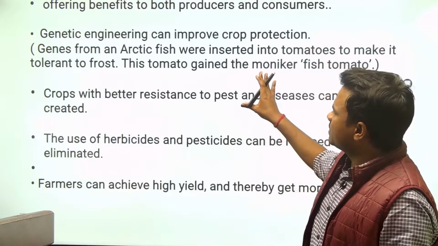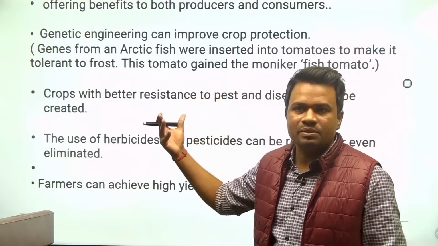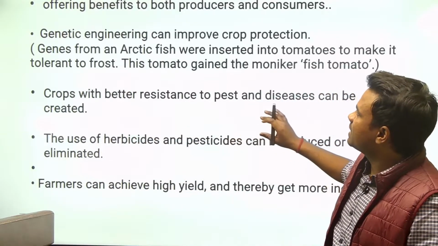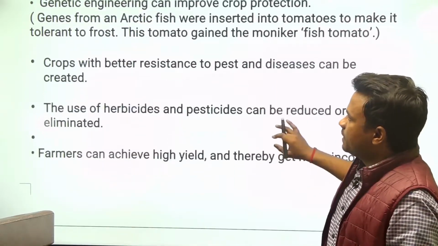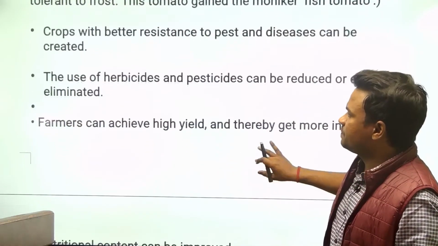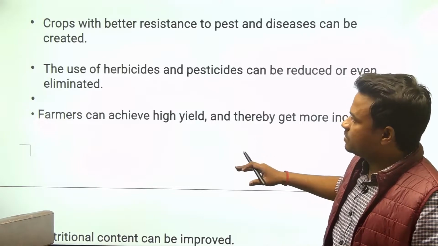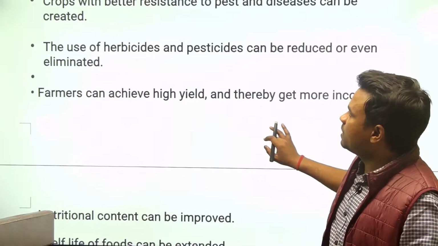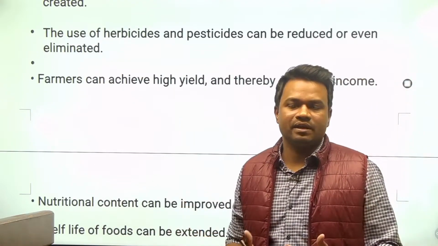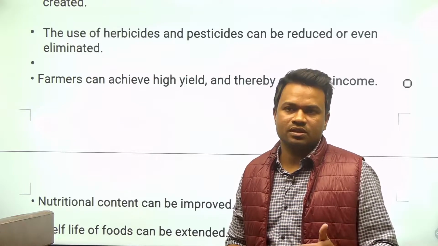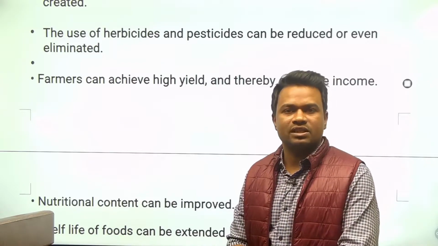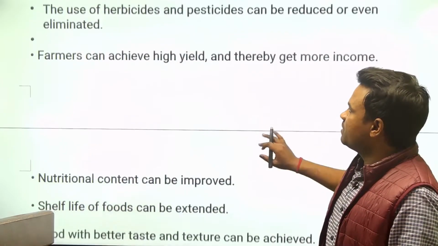But that was not permitted for commercial use. So that is one example of how genetic engineering techniques can improve crop protection. Crops with better resistance to pests and disease can be created. This is one of the shining benefits of GM crops. The use of herbicides and pesticides can be reduced or even eliminated. So ultimately, at some point of time, if the utility of GM crops increases, it will help reduce the use or production of herbicides. Farmers can achieve high yield and thereby get more income.